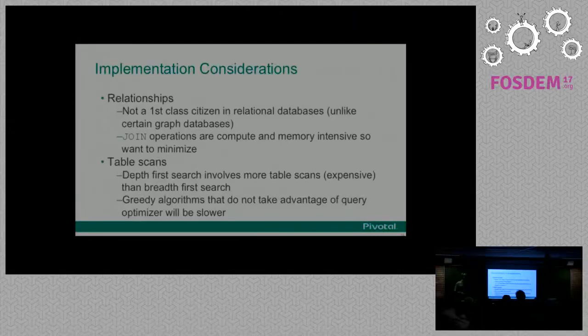So with respect to relationships, considerations on which algorithms to implement and how to go about implementing them: relationships are not a first-class citizen in a relational database, at least from the graph perspective, unlike, for example, in Neo4j, where the graph structure looks very different than the edge and vertex table. It means that join operations are intensive, right? They're expensive from the perspective of compute and memory. So you really want to minimize those.